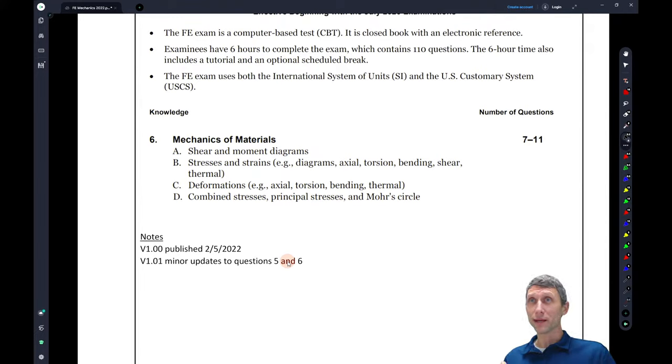But we'll just jump in here because we're going to talk through mechanics of materials. And that looks like shear moment diagrams, stresses and strains, different types of stresses and strains, deformations, and combined stresses. And it's interesting to note that in the reference handbook, it talks about buckling, it talks about some composite analysis, but those actually get thrown into more structural design and analysis. So we're going to leave those there. Today we're just going to really hit on these topics. So let's just dive in, all right?